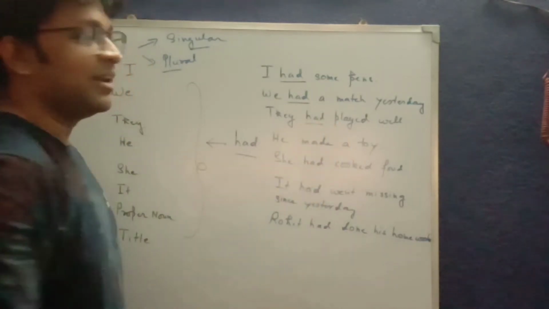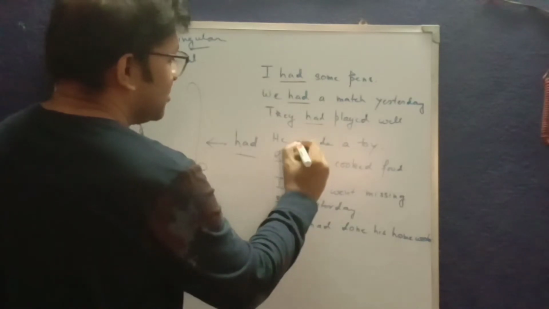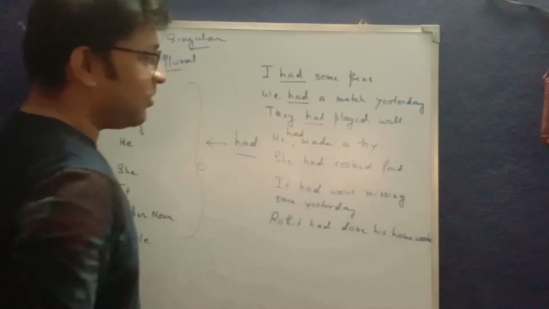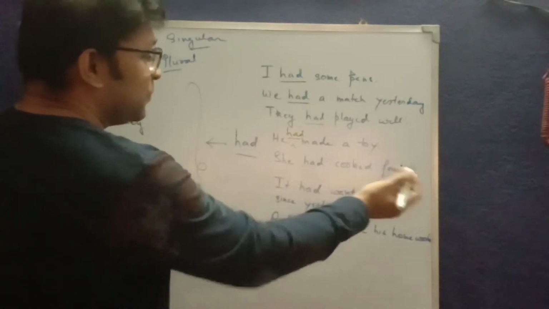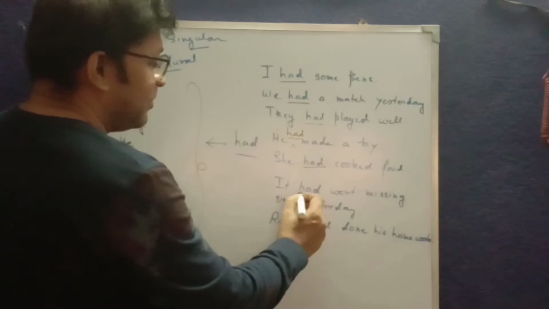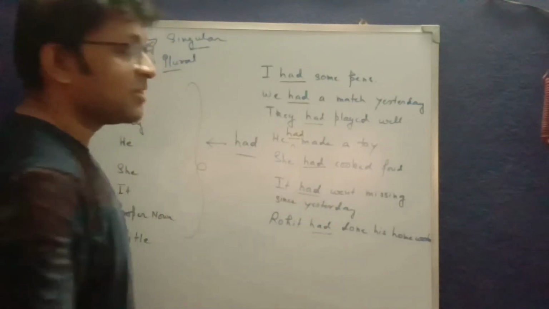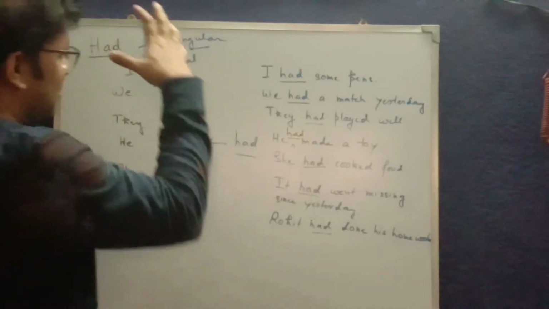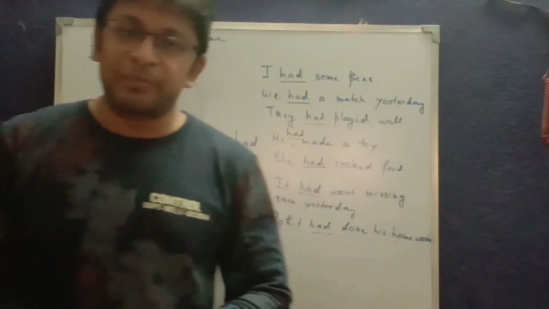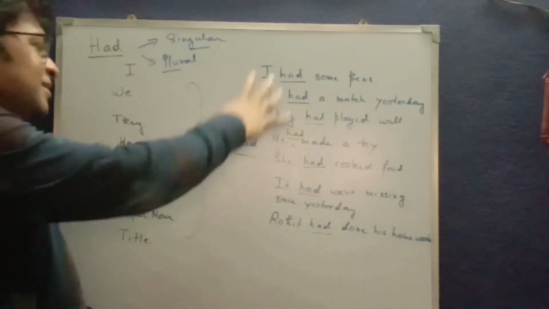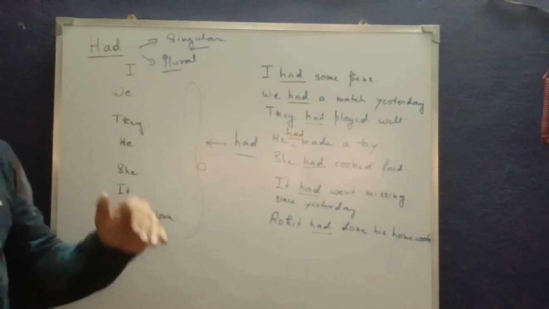They had played well. Again the same thing. He had made a toy. Here also had is used. She had cooked food. It had gone missing. Again we are using had. Rohit had done his homework. In all these cases, we are using had as the past perfect tense.